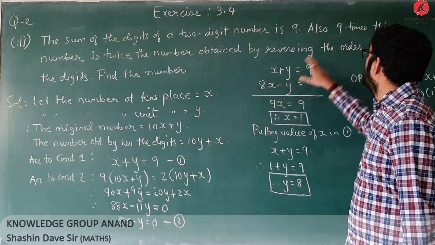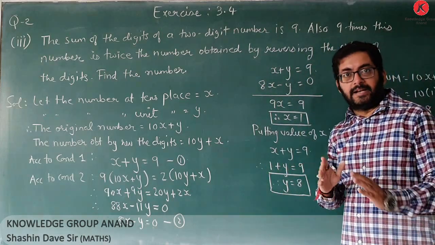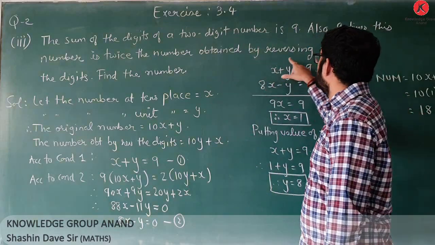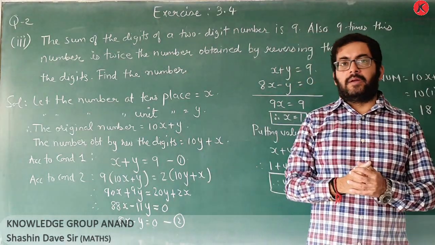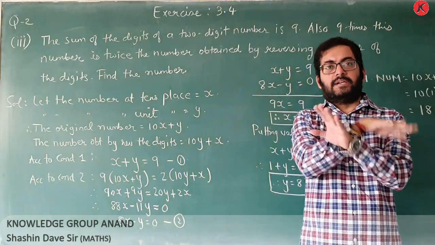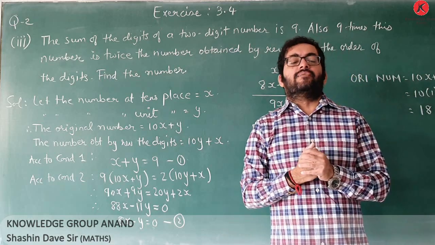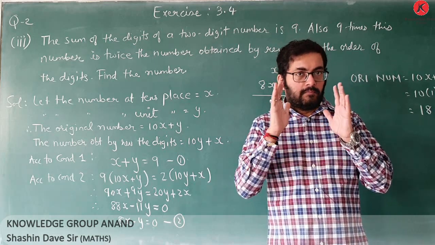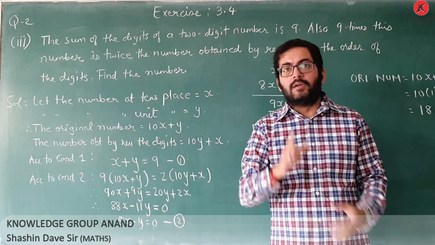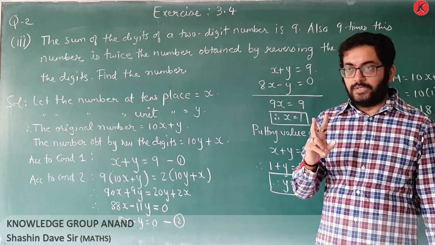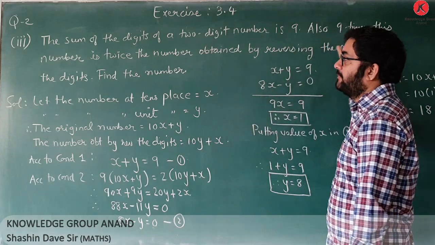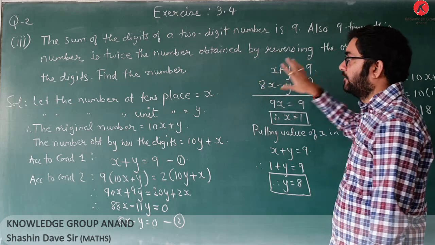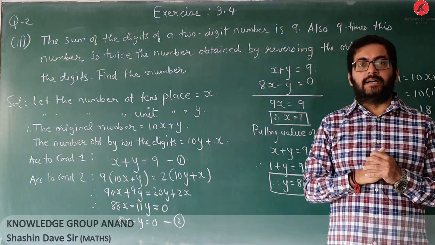Second condition, also 9 times this number, 9 times the original number is twice the number obtained by reversing the order of the digits. Means if I make 27 as a number, then if I reverse the digits, it becomes 72. If I have 45 as a number, if I reverse the digit, it becomes 54. So, be very, very clear. Two conditions over here. First condition, the sum of the two digits of two-digit number is 9, and 9 times the number, that is your original number, is twice the number obtained by reversing the order of the digits. In short, I need to find the number.